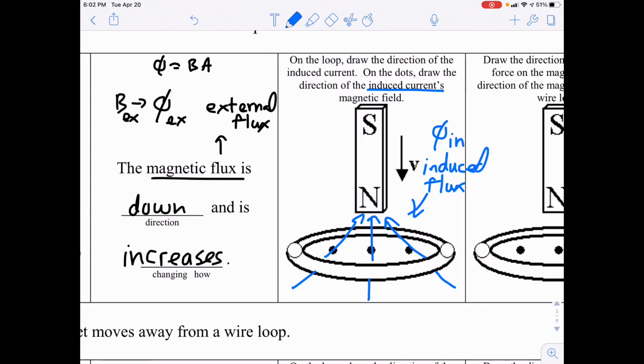Now, if we take your fingers and wrap your fingers through the loop like this, put your fingers through the loop, the thumb of your right hand will naturally be going in this direction right here, counterclockwise. Thus, the induced current is CCW, counterclockwise. And it would just keep going around that direction there.